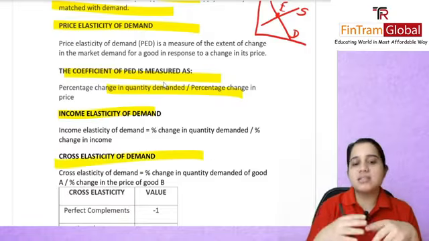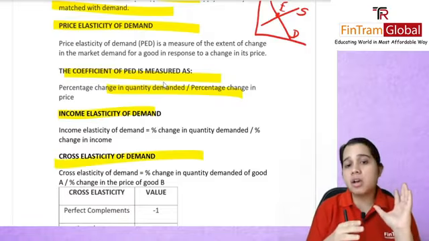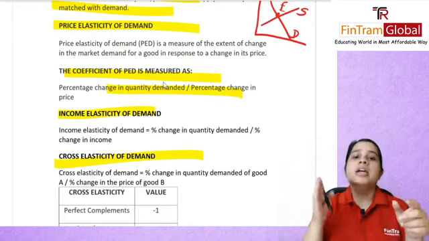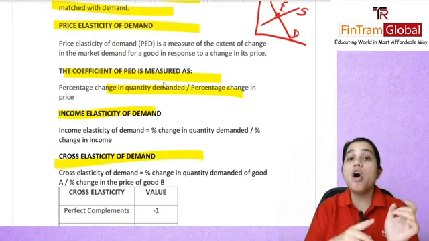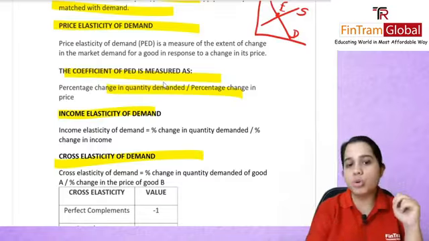And you have your cross elasticity of demand, wherein the percentage change in quantity demanded of good A is divided by the percentage change in price of good B. So this is between two goods.